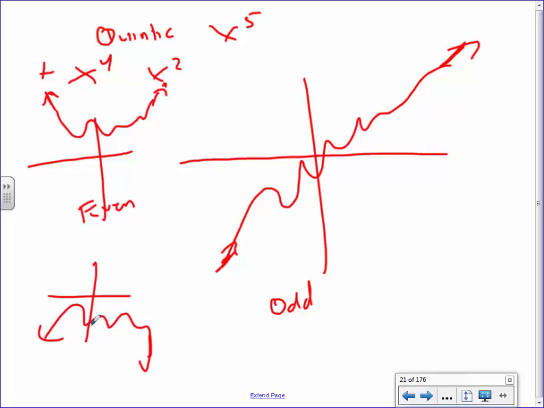So yeah, even if it's upside down, that doesn't affect the degree. Right, does that make sense? If it starts here and ends here, or if it starts here and ends here, those are even.